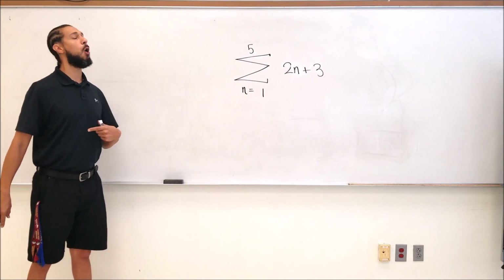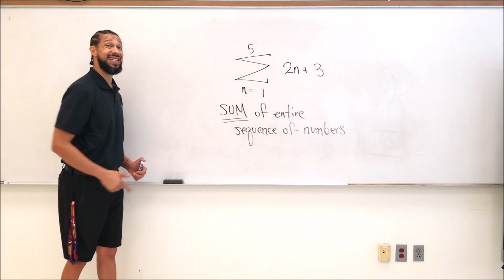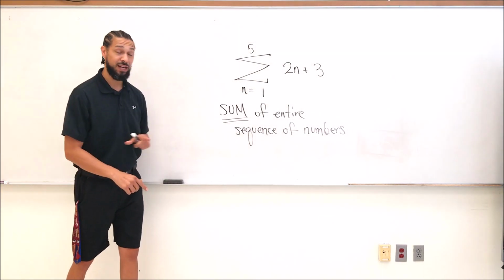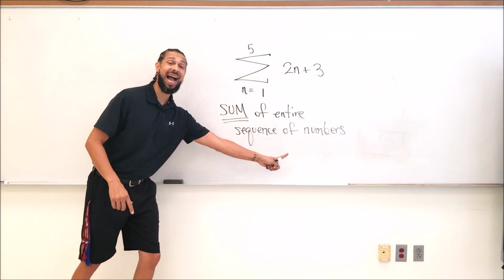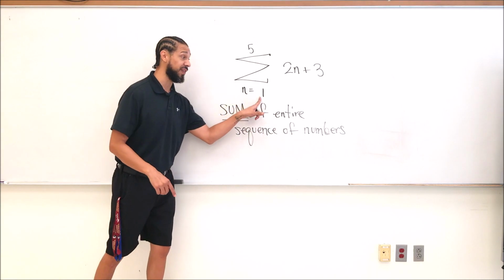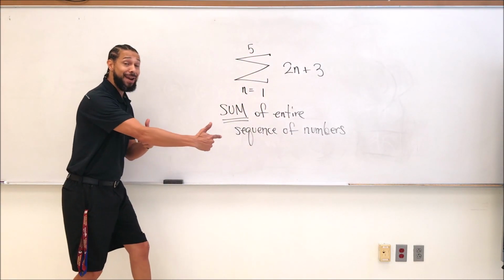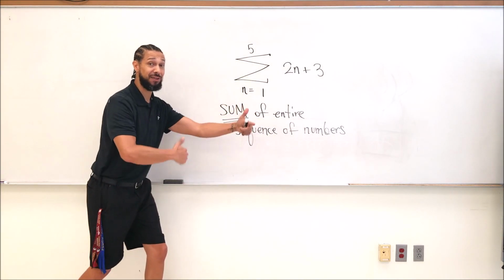This symbol is a whole math problem. Let's talk about exactly what this symbol means. This symbol is exactly that: the sum of the entire sequence of numbers that follows it. And to get that sequence of numbers, we plug in this number up to this number and add every number together in that sequence.